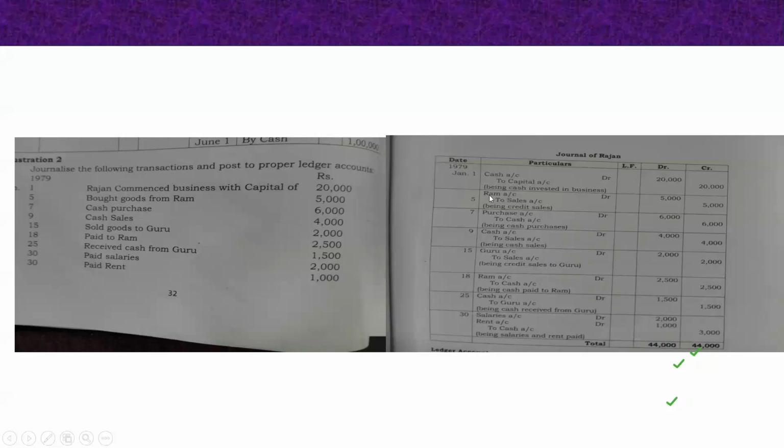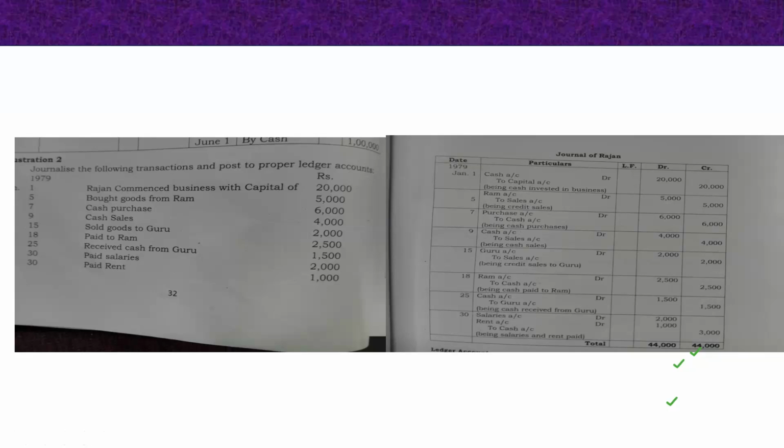After this entry, you will find the RAM account or the sales account. So after capital and cash, it would be the sales account. Then after sales, you have to make the separate ledger posting for purchase account. After purchase, cash is already done, sales is already done. Then you have to go with RAM and make a separate entry for Guru, and then go for salaries and then for rent. So this is how the format should be.